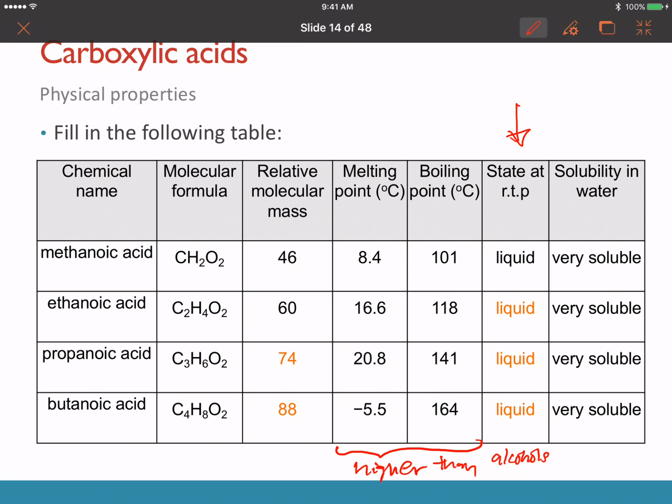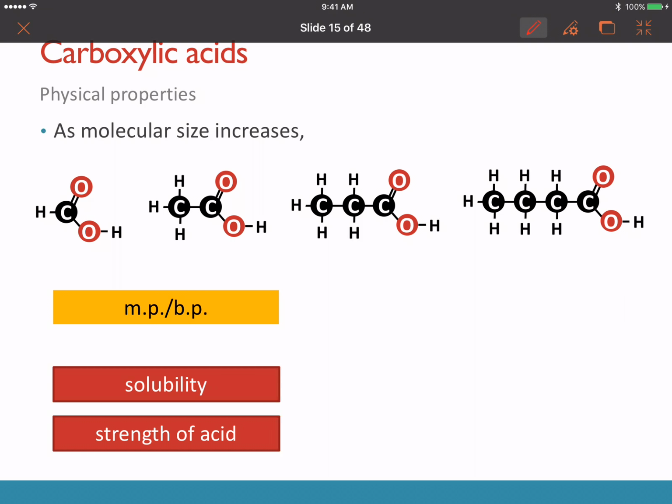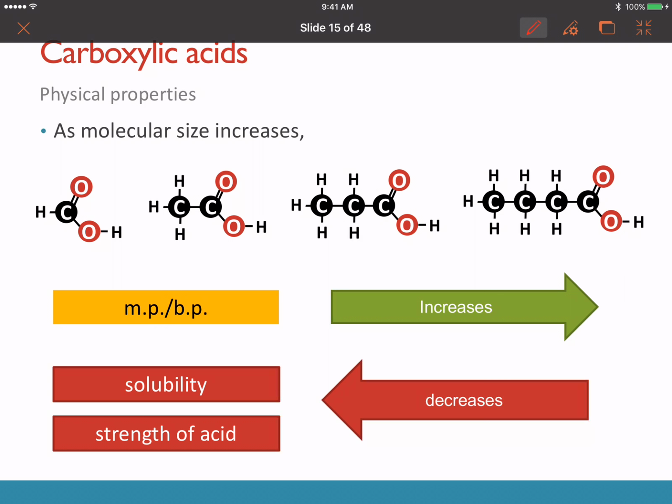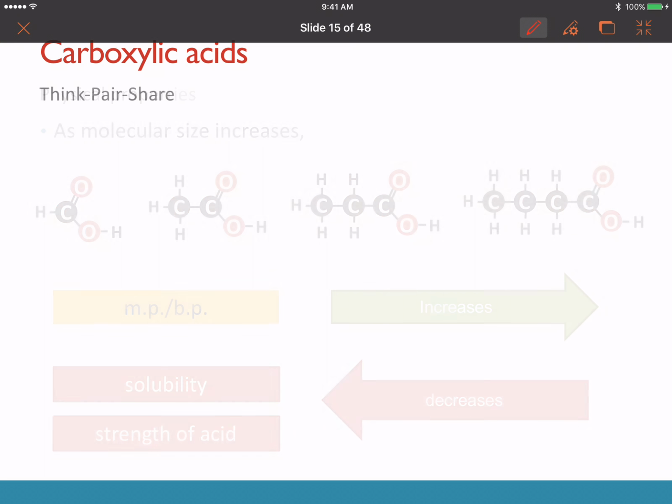So why is that so? And also note that their solubility in water is very soluble. Okay. So as molecular size increases, melting and boiling point should increase, whereas solubility and strength of an acid will decrease. Now you do not need to know exactly why this decreases, you just need to know that it does. Okay, I will explain both melting and boiling point as well as solubility.